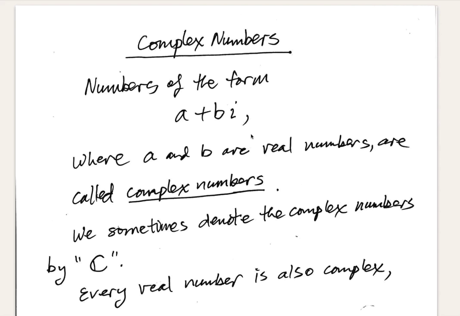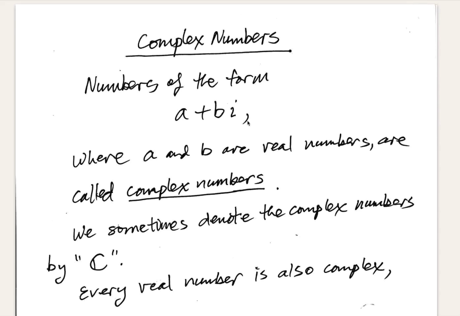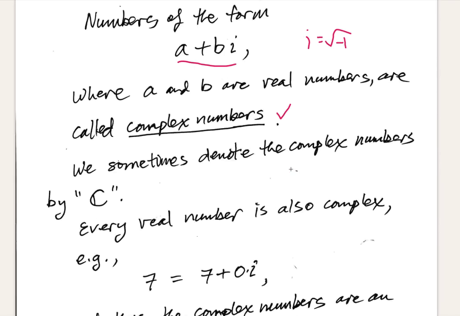Okay, in this video I want to talk about the complex numbers proper here. The complex numbers are numbers of this form, a plus bi, where of course i is the square root of negative 1 that we discussed in the previous video. Okay, a and b are real numbers. All numbers of this type are called complex numbers. We sometimes denote the complex numbers by capital C.